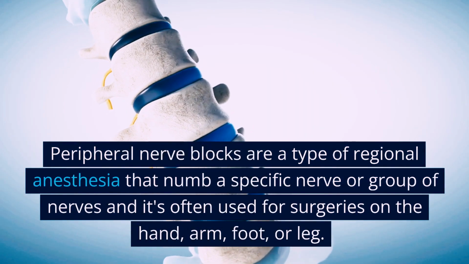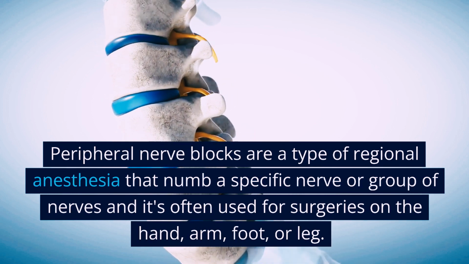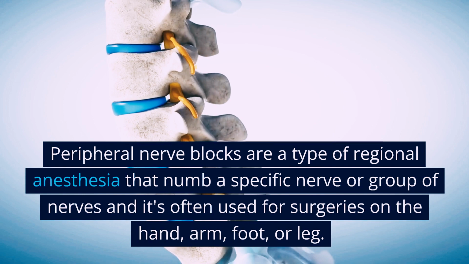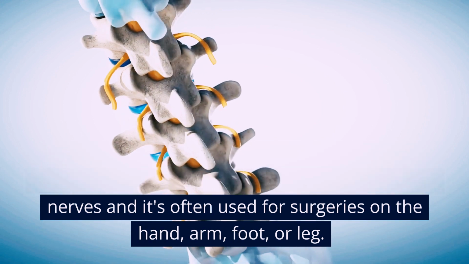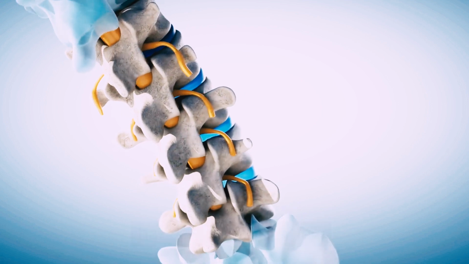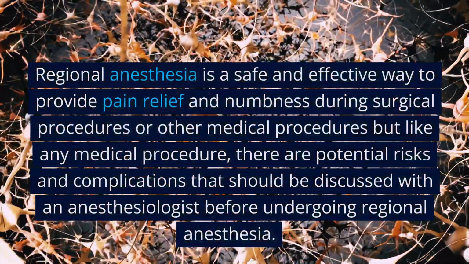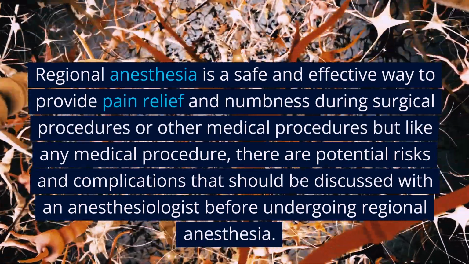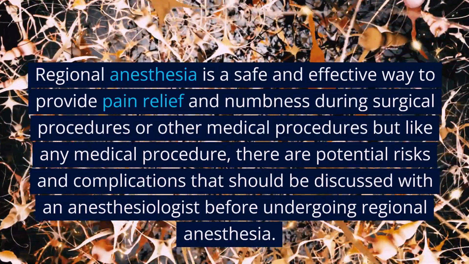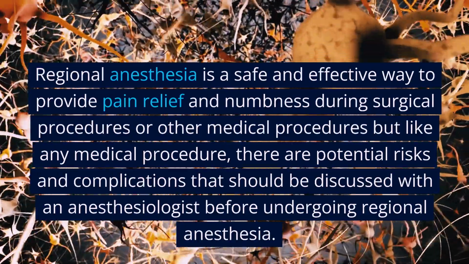Peripheral nerve blocks are a type of regional anesthesia that numb a specific nerve or group of nerves, and it's often used for surgeries on the hand, arm, foot, or leg. Regional anesthesia is a safe and effective way to provide pain relief and numbness during surgical procedures or other medical procedures, but like any medical procedure, there are potential risks and complications that should be discussed with an anesthesiologist before undergoing regional anesthesia.